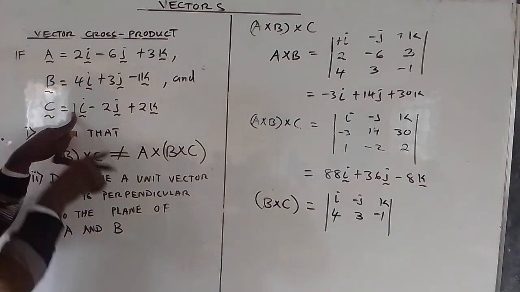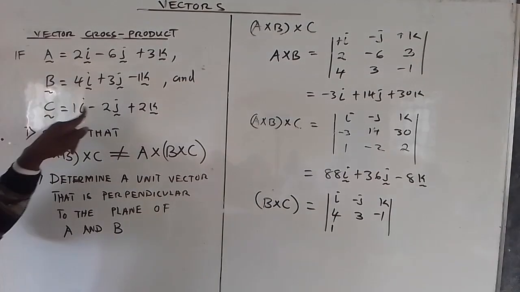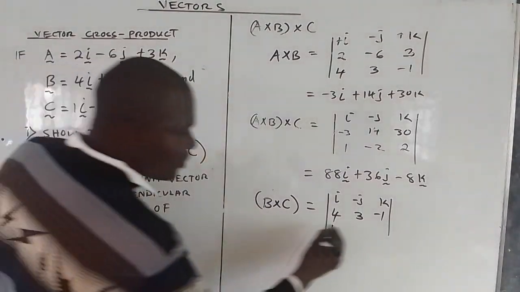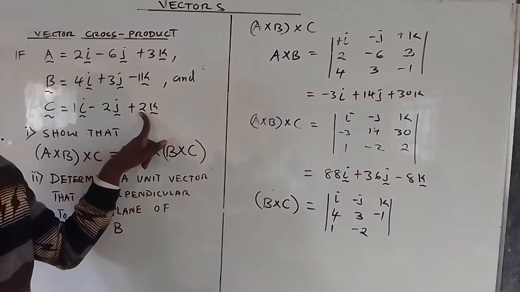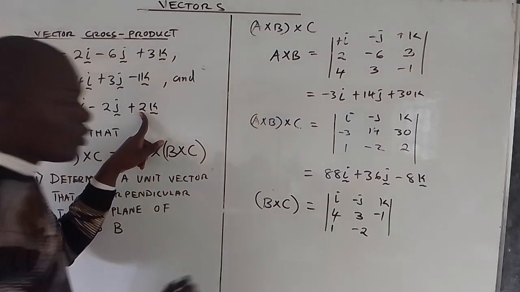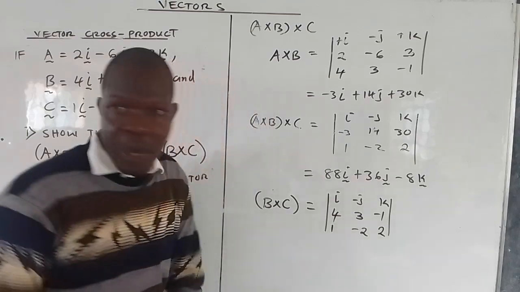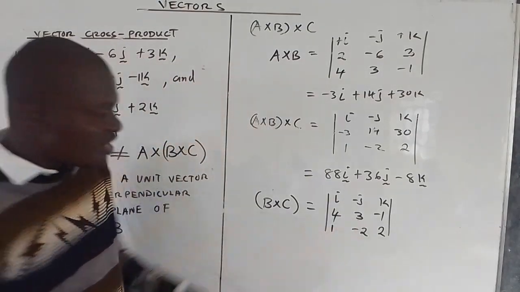X for C is 1. Then Y for C is negative 2. Then Z for C is what? Positive 2 is just 2. Are we together? So what is this determinant?